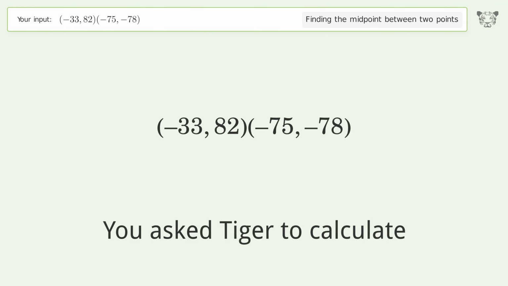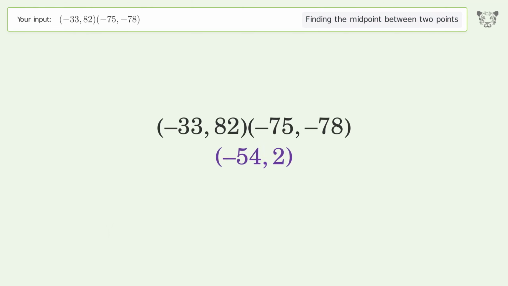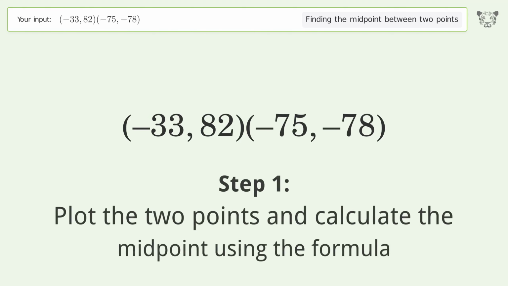You ask Tiger to calculate. This deals with finding the midpoint between 2 points. The midpoint between the 2 points is -54,2. Let's solve it step by step. Plot the 2 points and calculate the midpoint using the formula.